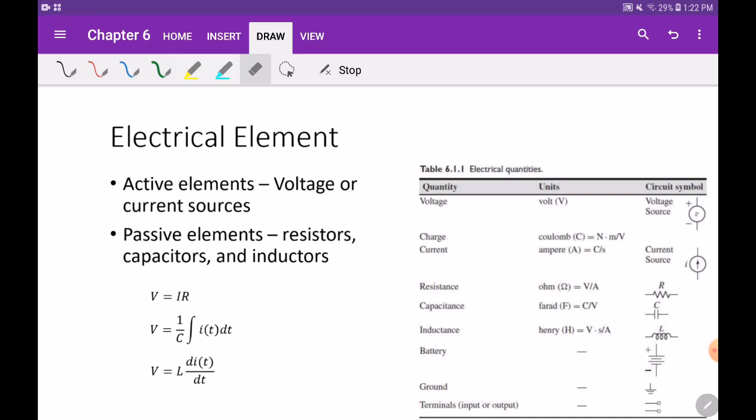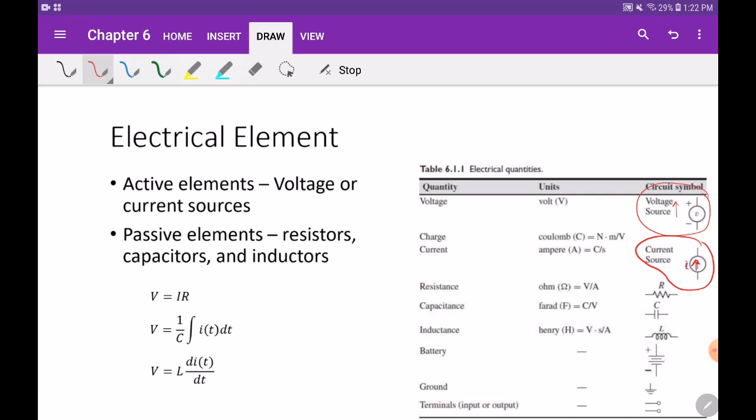So active elements are such as a voltage or the current sources. The voltage source will be denoted like this, with a V, with a plus and minus. So current wants to flow that way, coming out of the positive terminal and going to the negative terminal. And the current source will be drawn using a similar symbol, except you have an arrow with the I. Yeah, so that means it's a current source.